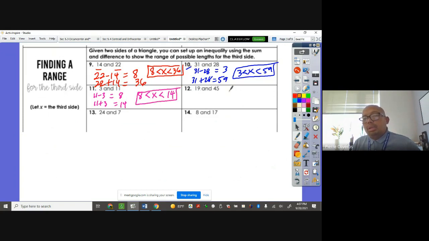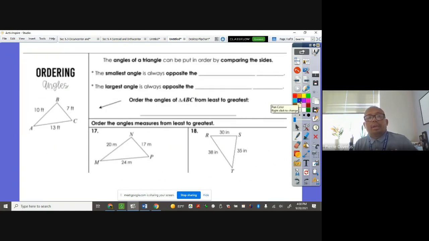19 and 45. It has to be between those, so 45 minus 19 and 45 plus 19. 45 minus 19 is 26, and 45 plus 19 will give us 64. So x must be bigger than 26 but less than 64. There you go.